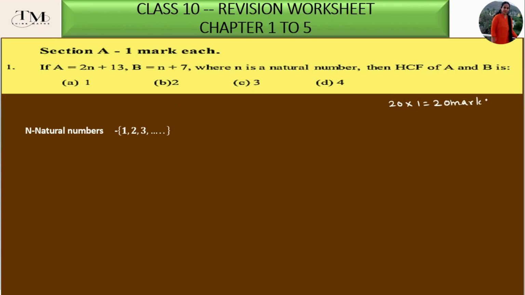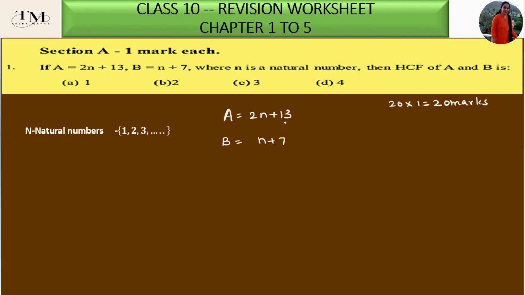Now the first question. If A is equal to 2n plus 13, B is equal to n plus 7, where n is a natural number, then the HCF of A and B is. There are 4 options you have to choose from. It is given that A is equal to 2n plus 13 and B is equal to n plus 7. n is a natural number. Natural number means 1, 2, 3, etc. These are all called natural numbers.